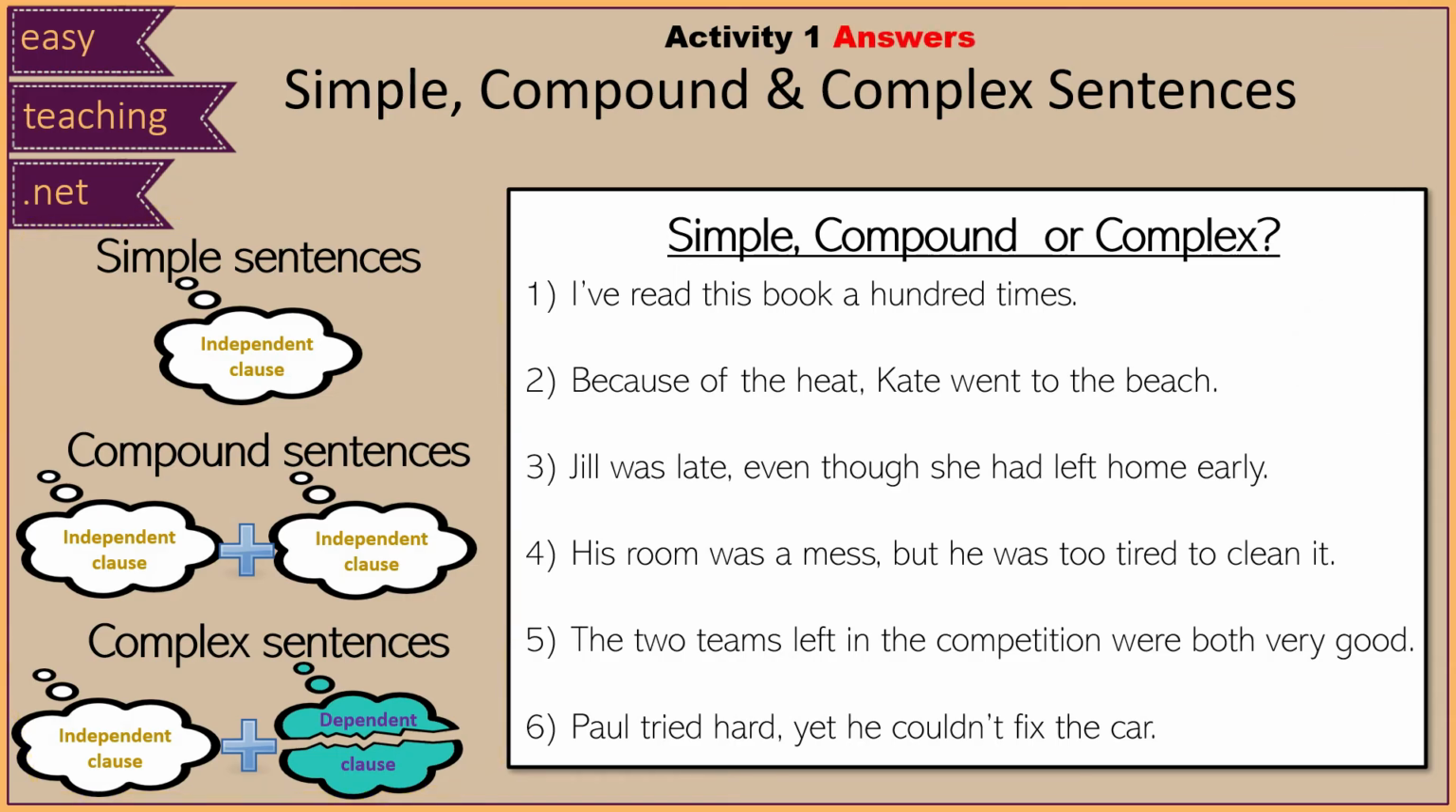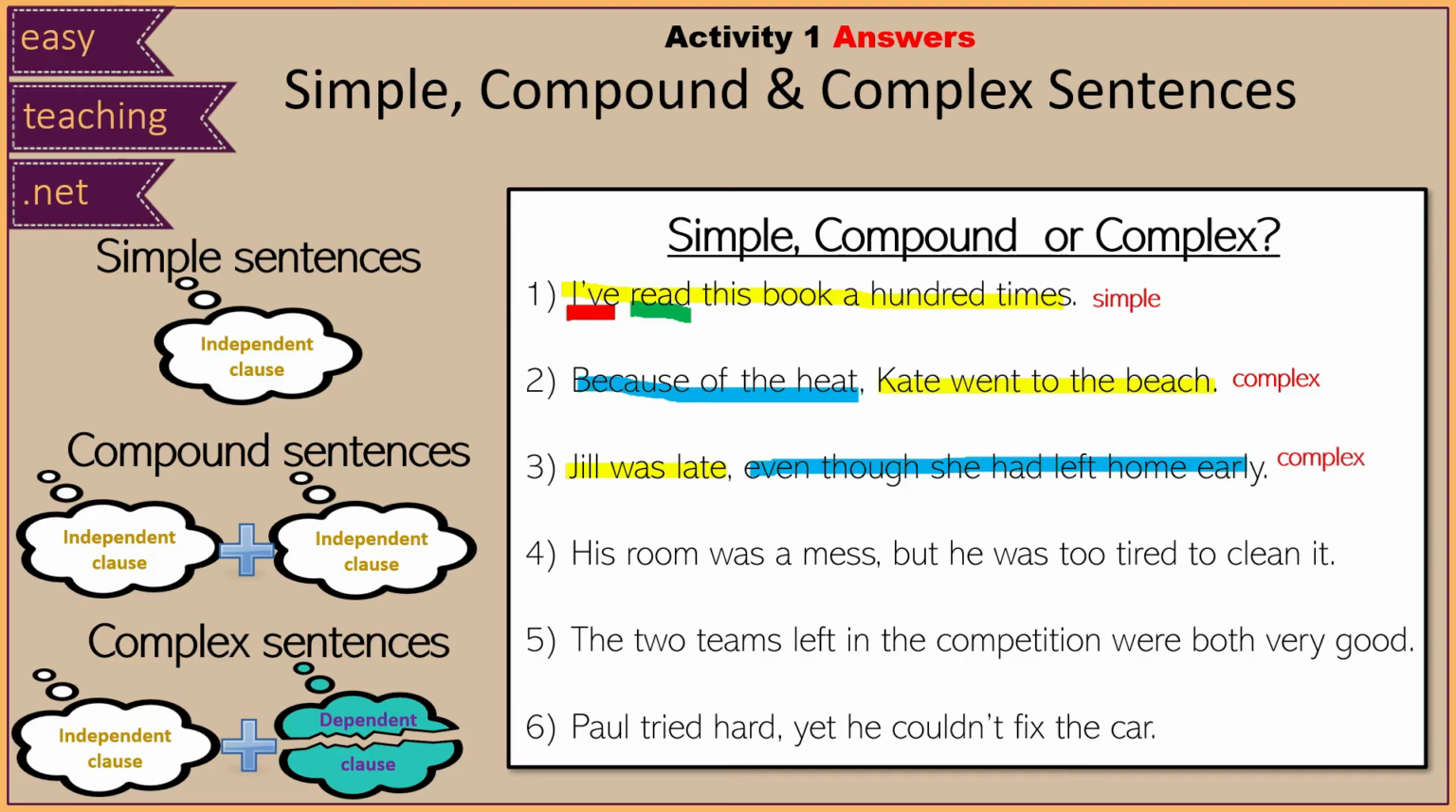The first sentence has one independent clause. The subject is I, and the verb is read. So the first sentence is a simple sentence. The second sentence has one independent clause. It's a complete thought. And one dependent clause. It's an incomplete thought. This means it's a complex sentence. The third sentence also has one dependent clause and one independent clause. This is also a complex sentence.